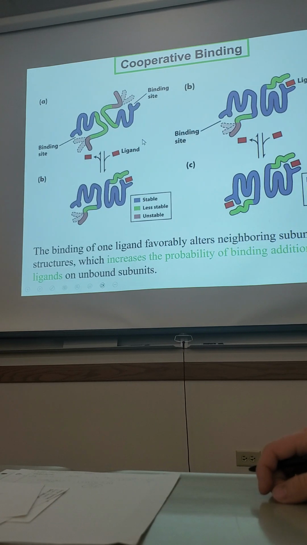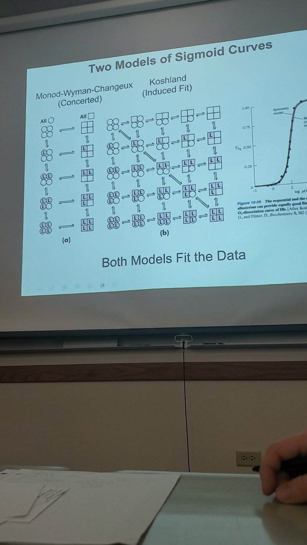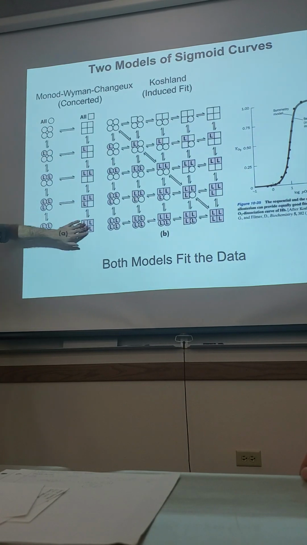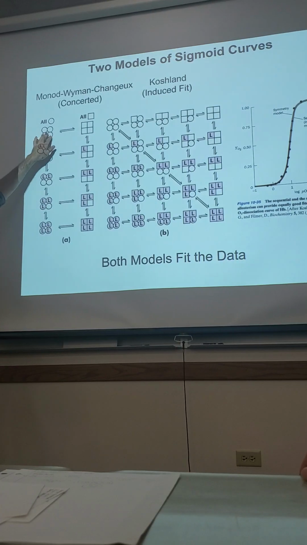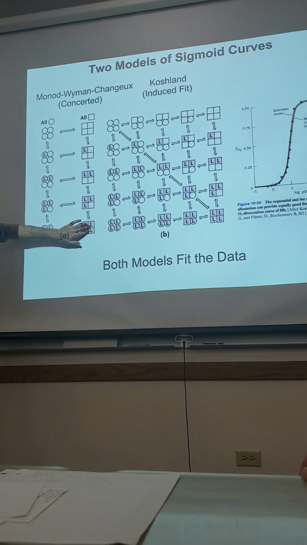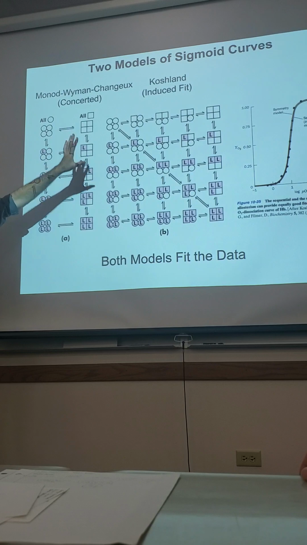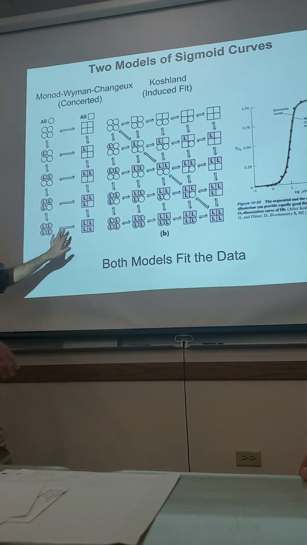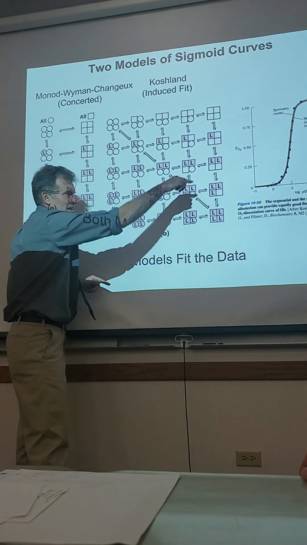All right, so cooperative binding of ligands. There are two models people propose. They don't look that much different when you really look at it, do they? Because you start in the all relaxed state, you end up in the all tense state, and it goes back and forth. And somebody came up with two different models, and guess what? This is the part that makes most sense. Both models fit the data.